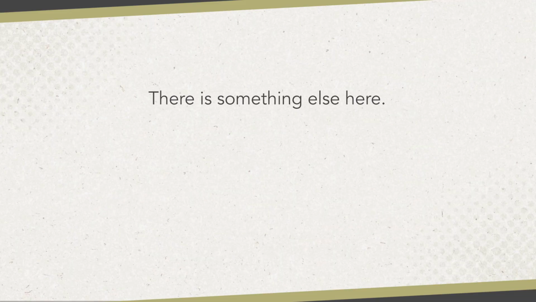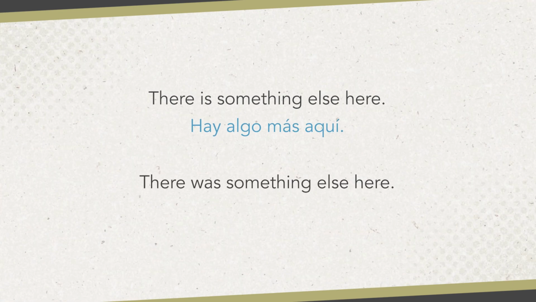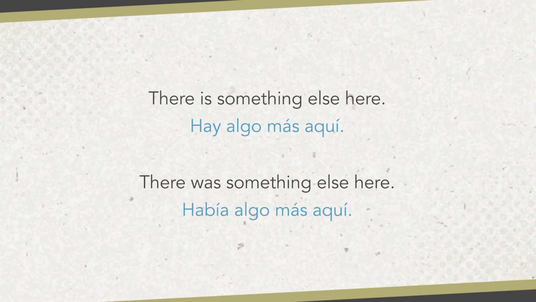One more. There is something else here. Hay algo más aquí. There was something else here. Había algo más aquí. So anytime you would use there was or there were in English, you'll probably use había in Spanish. And just like hay, this verb conjugation doesn't refer to any specific person like I or we or you or they. Instead, in technical terms, this is called an impersonal verb. It just tells you that something existed at some point in the past.